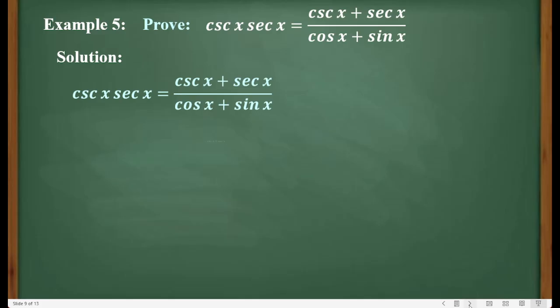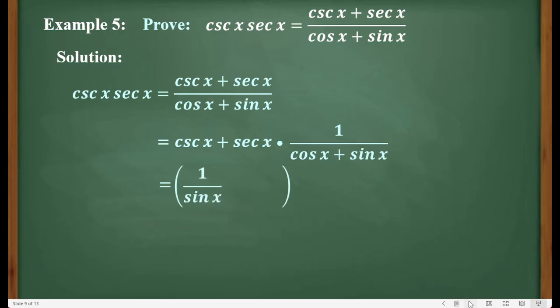So what we're going to do, okay, we factor out the expression on the numerator, which is cosecant x plus secant x. We factor this out, and what will remain from this expression is what? This one, 1 over the quantity cosine x plus sine x. There must be a parenthesis here.